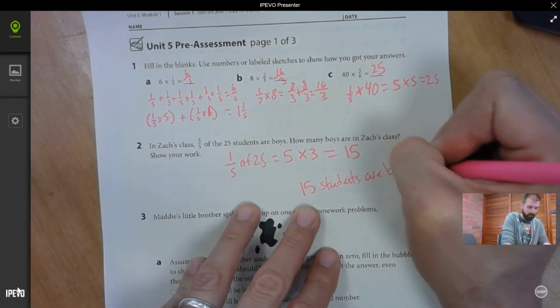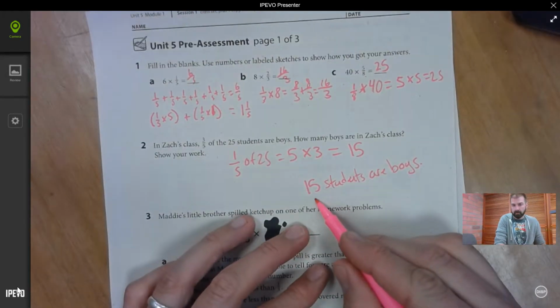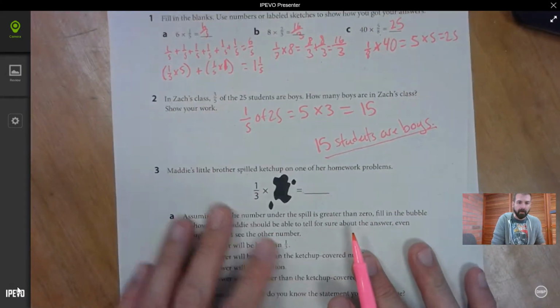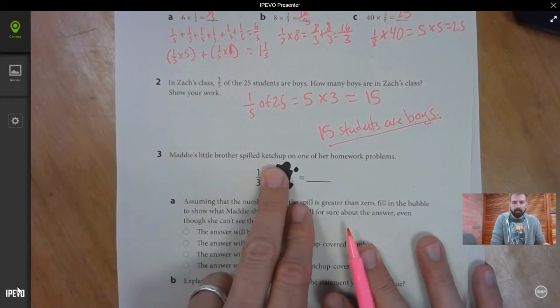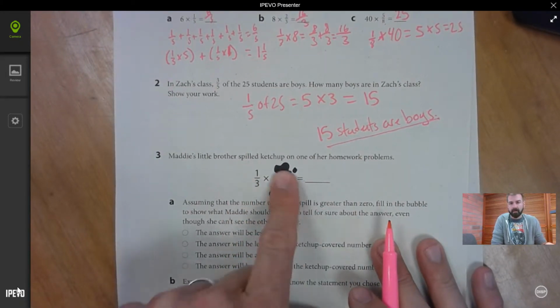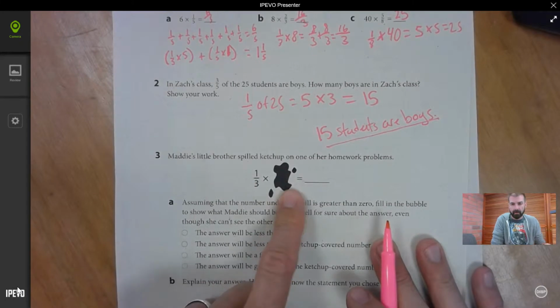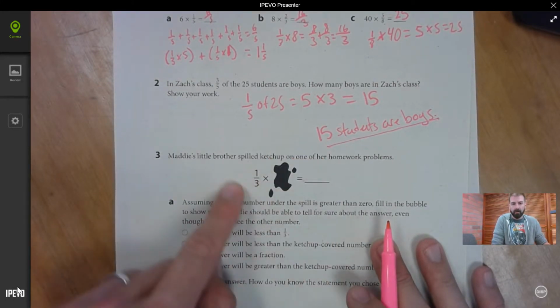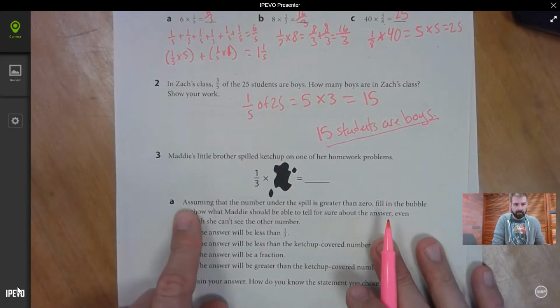Okay, when we have word problems, we need to show the work, we need to label it, okay, all of that to show mastery and perfection there. Maddie's little brother spilled ketchup on one of her homework problems. So her homework problem is 1/3 times some number that's been covered up by ketchup equals something. So thinking of this, okay, and then they're going to give us an instruction here.